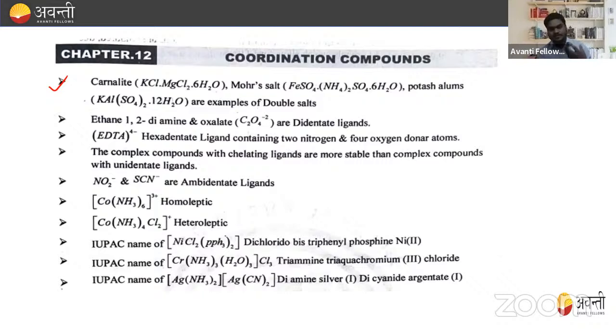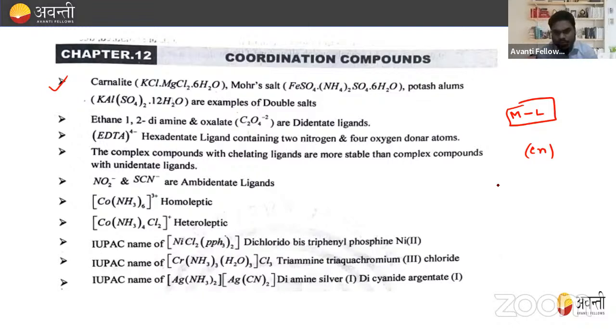In a similar way, ethane-1,2-diamine and oxalate are didentate ligands. So what is this ligand? Actually, coordination chemistry is all about the metal-ligand bond, right? Metal is something which accepts a pair of electrons, and ligands are the electron pair donors. So whichever substance donates an electron pair is known as a ligand, and the metal is the electron acceptor. Okay, so ethane-1,2-diamine can also be written as en, right? Ethane-1,2-diamine and oxalate, that is C2O4, are didentate ligands.